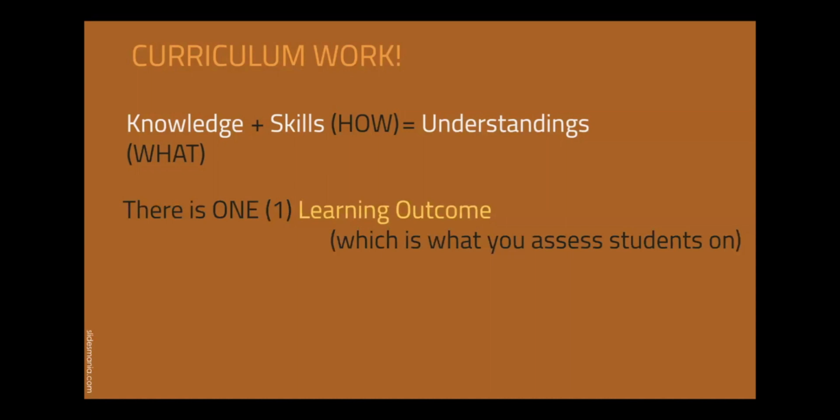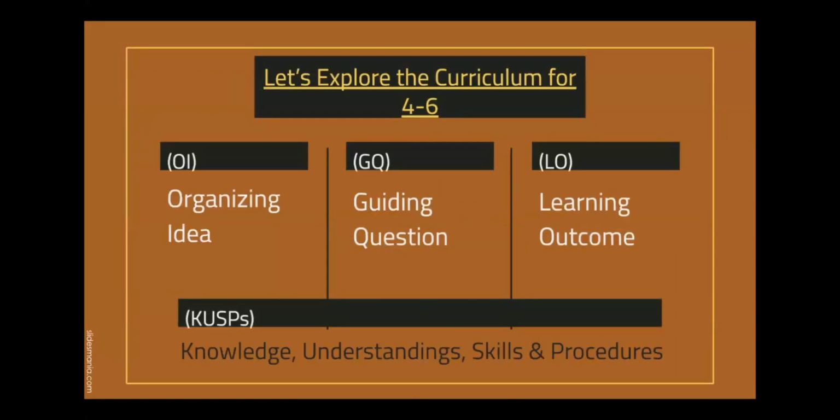So if we take the knowledge pieces, the what that we have to do, plus the skills of how students are going to do that, we get to the understandings. So there is one learning outcome, which you have to assess students on in the oral language curriculum, and out of that are 5 understandings. So what we need to do and how we get there is through that learning outcome, and hopefully we get to the understandings when we do that.